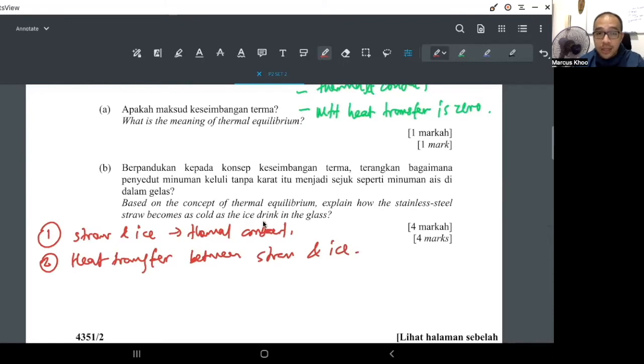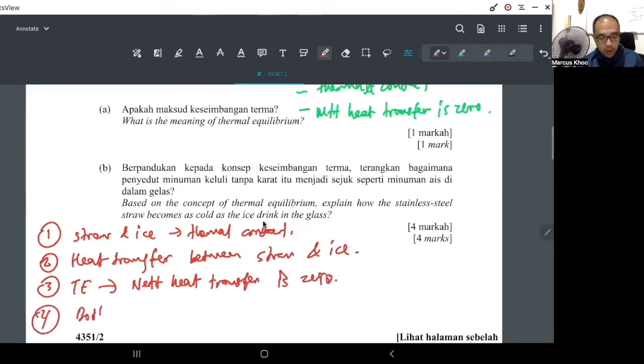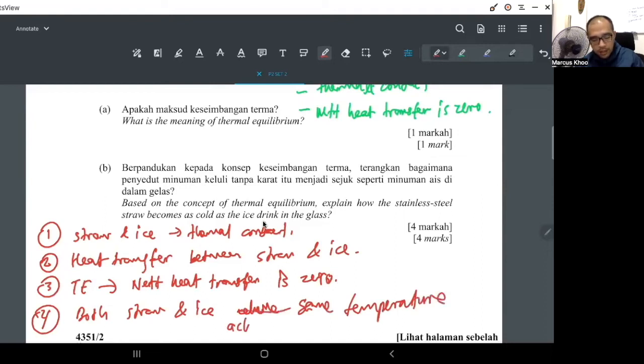I think I have already talked about this explanation before. I've given it to you, most likely in the Pahang or Terengganu paper. I can't remember, one of those papers. Heat transfer between the straw and ice, and then after that, the heat transfer continues until thermal equilibrium is achieved when net heat transfer is zero. And then the final point is both the straw and ice achieve the same temperature. So that's how we get the 4 points.